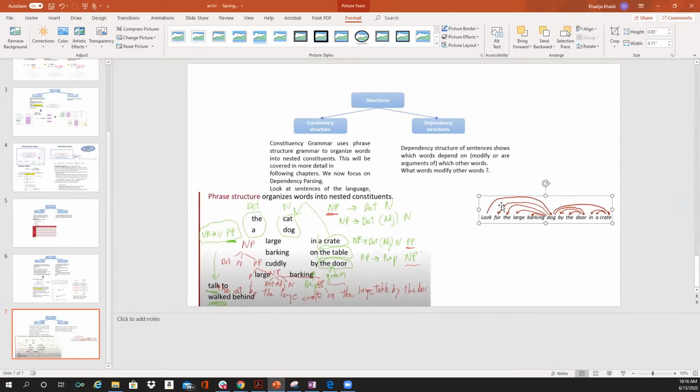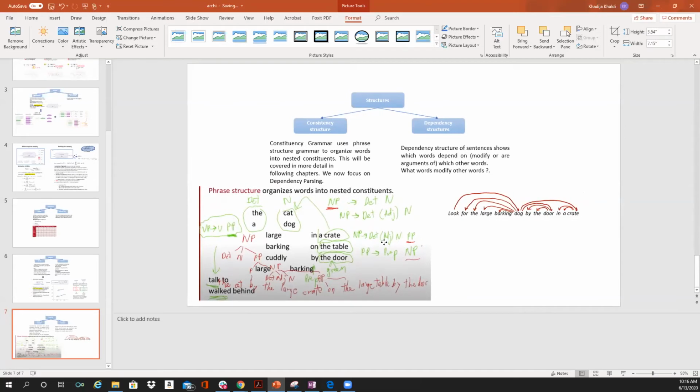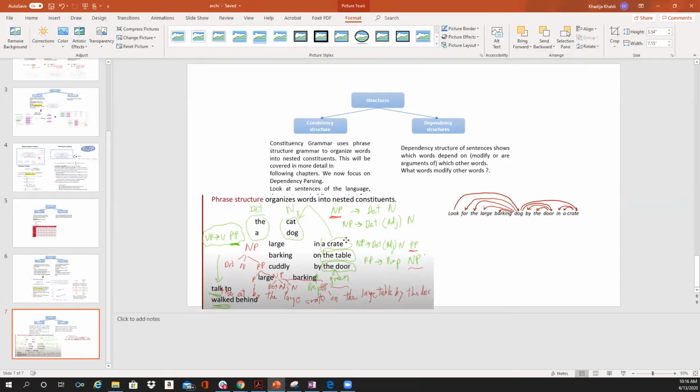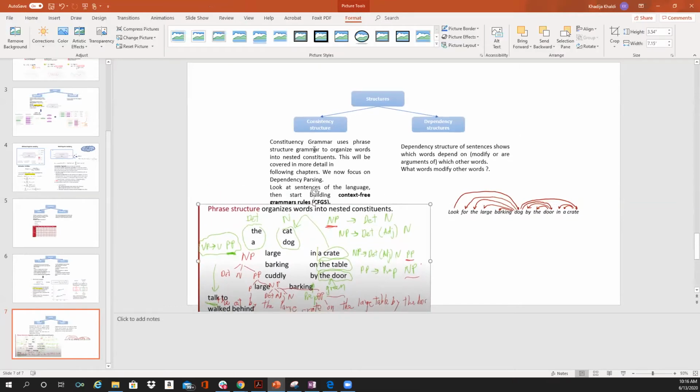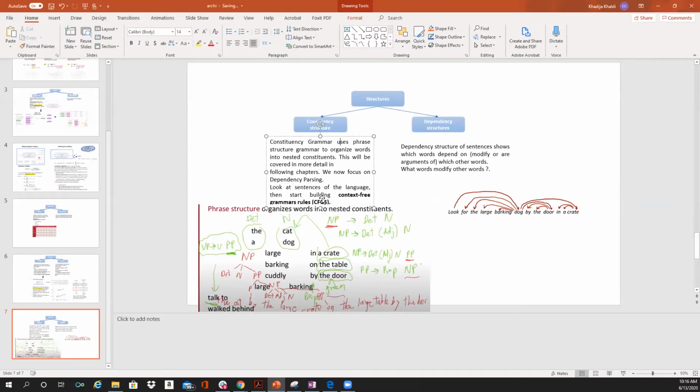So context-free means we're not looking at windows. We're not even looking at windows around the word. We're just building a structure, however it is, in other words, wherever in the sentence the word is that describes this noun.